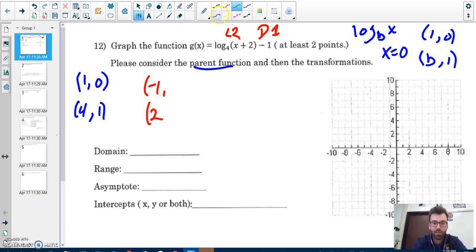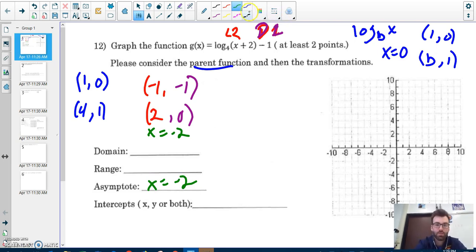I'm going to make my down shift purple. So if I shift my graph down 1, (-1, 0) becomes (-1, -1), and (2, 0) becomes... My vertical asymptote is x equals 0, and if I'm shifting my graph to the left 2, then my new vertical asymptote should become x equals negative 2. If my original was x equals 0, I'm shifting everything to the left 2, which includes my asymptote.